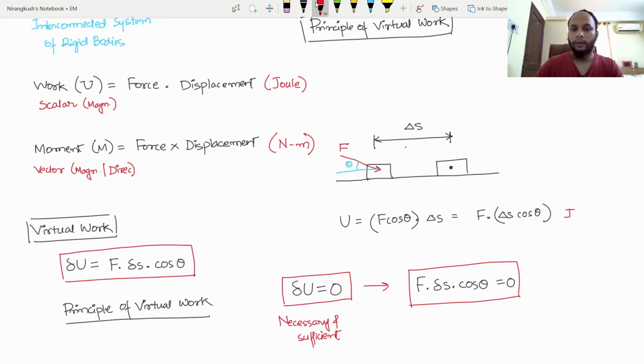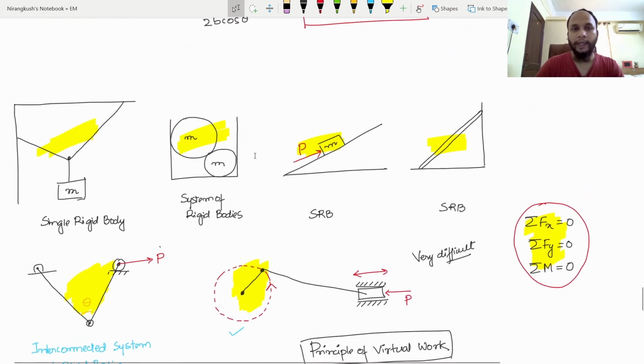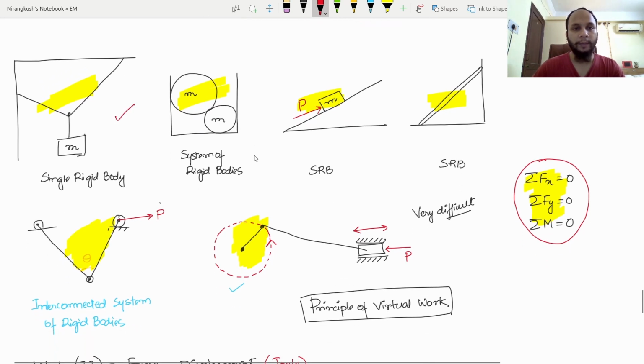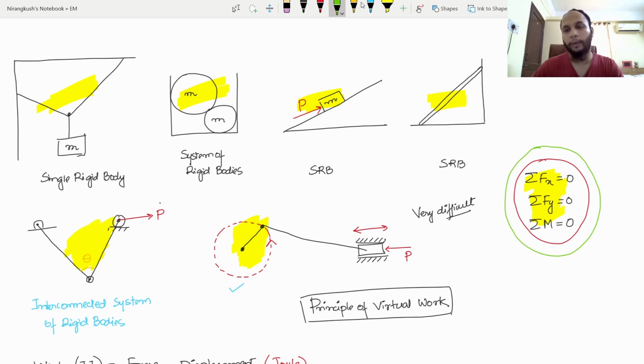So now, sir, can the principle of virtual work be applied in these kind of systems? Can they be applied for this? Can they be applied for this? The answer is a resounding yes. They can, but equilibrium equation does a far better job in solving the first 4 kind of problems. You do not need to use virtual work for solving those first 4 kind of problems. Virtual work does not offer any particular advantage for those kind of problems.